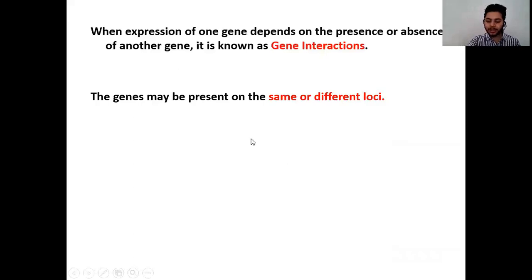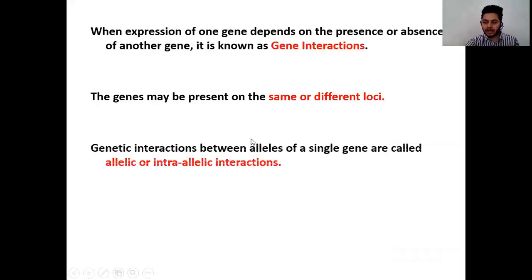Let us understand what allelic interactions are first. These genetic interactions that take place between alleles of a single gene are said to be allelic interactions, or you can also call them intra-allelic interactions. We all know that for a single gene, you have two allelomorphs or two alleles. When these two alleles interact with each other, such interactions are called allelic or intra-allelic interactions, interactions between the alleles of a single gene.